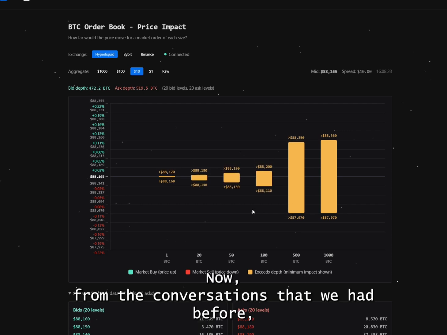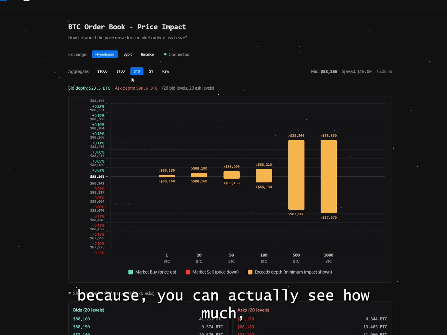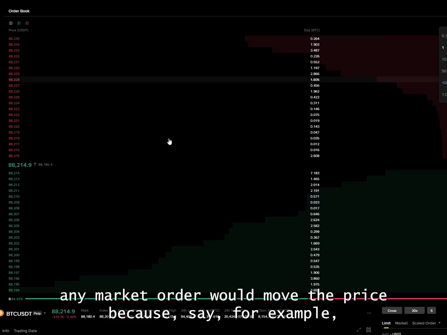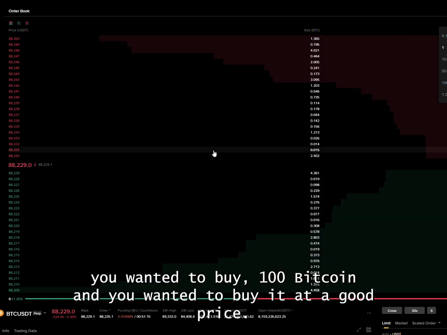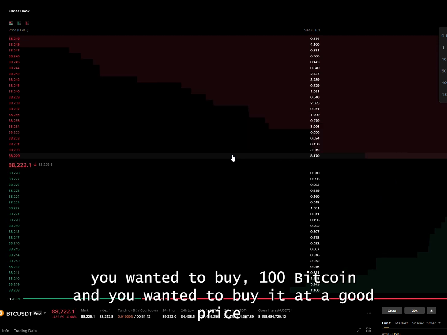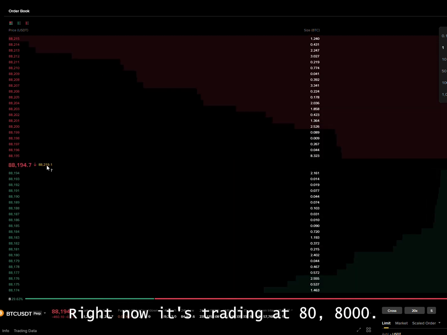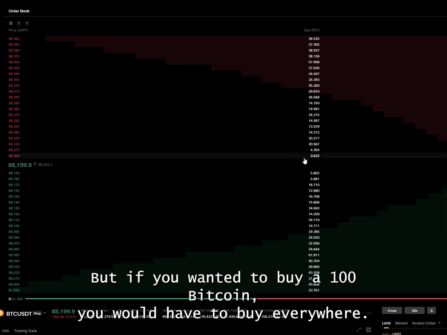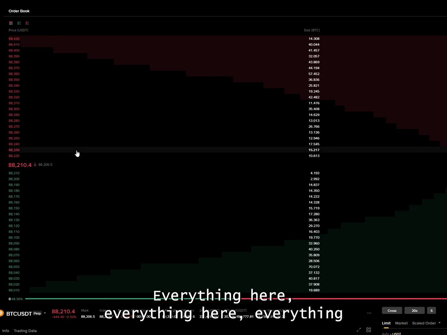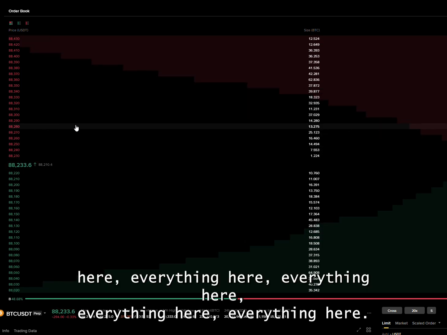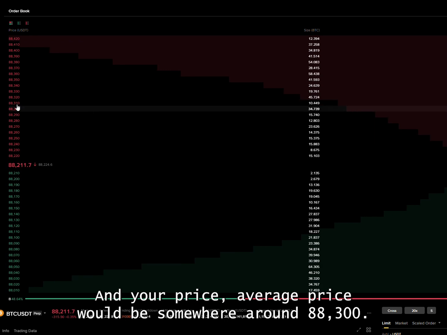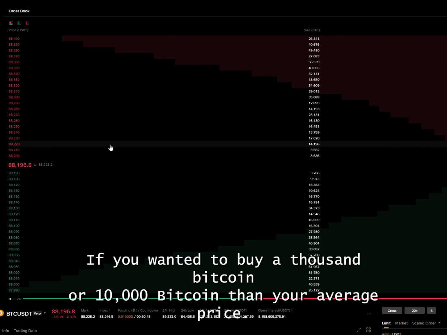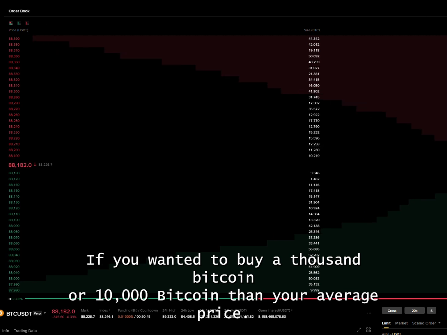And this is why I made this visualization for you now, from the conversations that we had before, because you can actually see how much any market order would move the price. Say for example you wanted to buy 100 Bitcoin at a good price. Right now it's trading at 88,200 more or less. But you would have to buy everything here, everything here, everything here, and your average price would be somewhere around 88,300. So like $100 more.